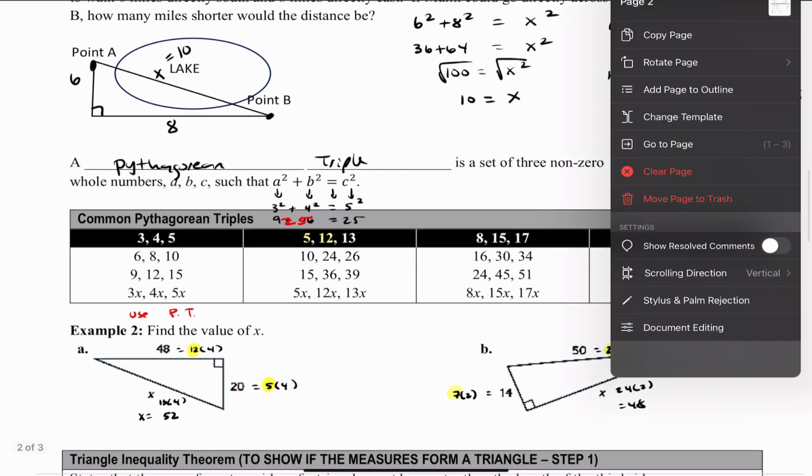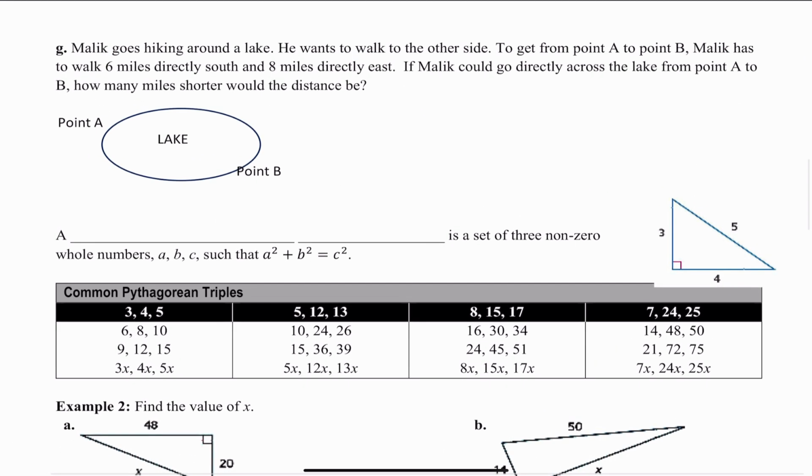All right, I'm going to go ahead and clear this out. So Malik goes hiking around a lake. He wants to walk to the other side. To get from point A to point B, Malik has to walk 6 miles directly south. So here's point A, and he's going to go 6 miles directly south. So we're going to call this 6. And then he's going to walk 8 miles directly east. And that's how he gets to point B. So he goes down, that's 6, and he goes east, that's 8.